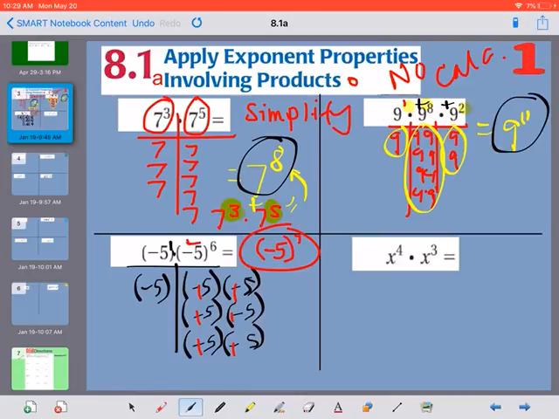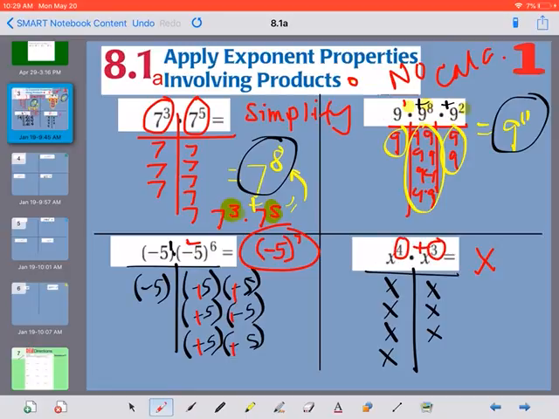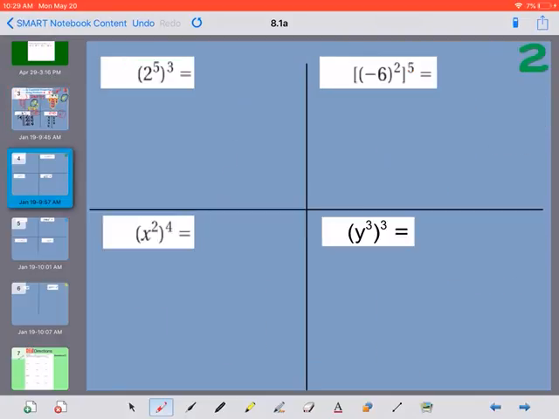You can do the same thing with just our x's, any variable. This is x multiplied 4 times. This is x multiplied 3 times. So how many times did we multiply x? Well, 4 and 3 more. We're just really adding those. Total of 7. So the first couple I would like you to show your work, but then if you understand the rule, you can just write the answer.